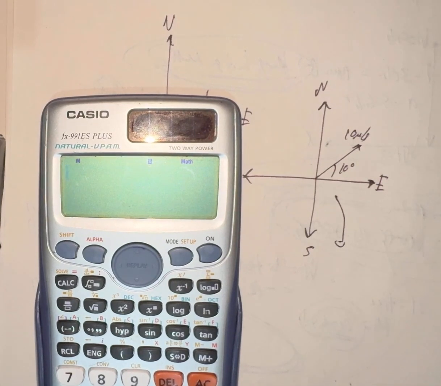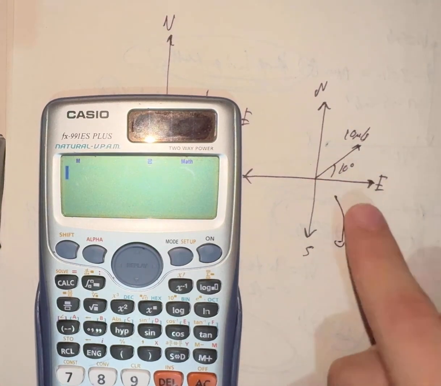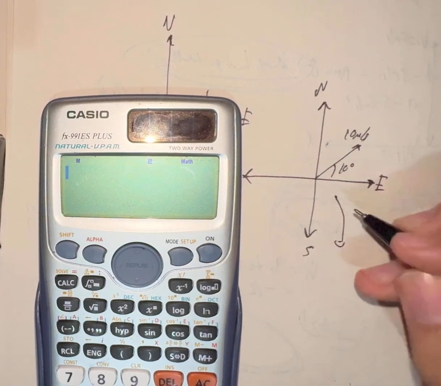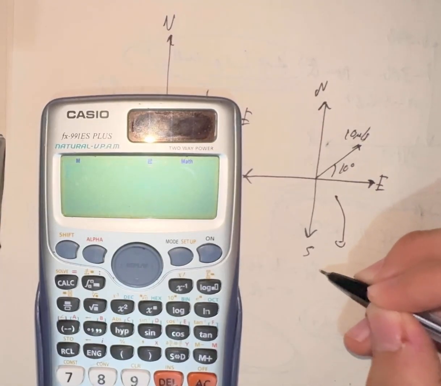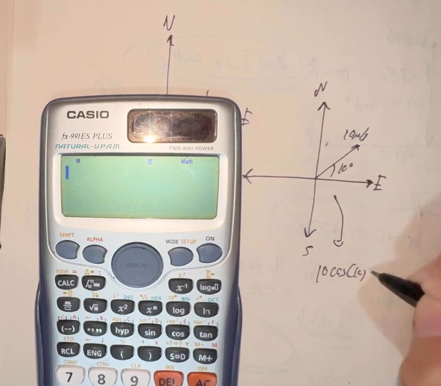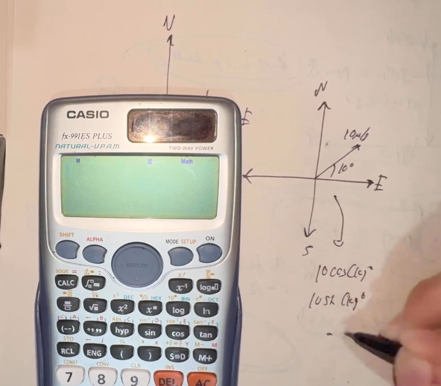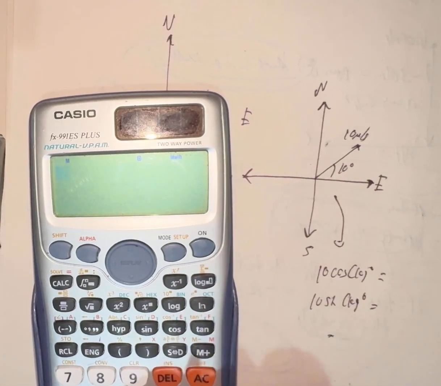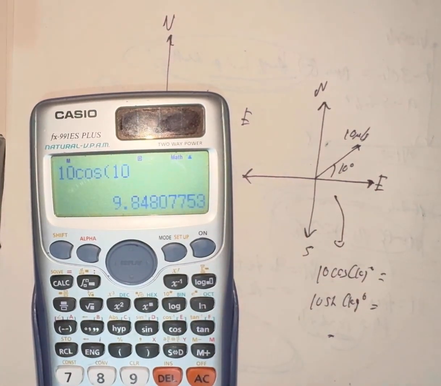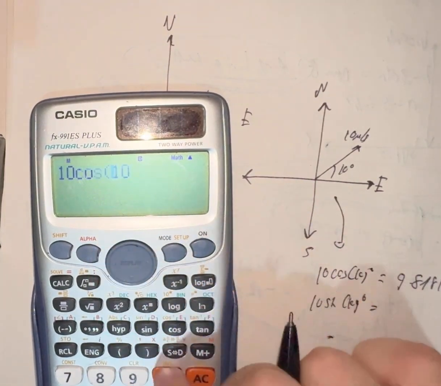So 10 degrees is already the angle starting from the east part of the x-axis up to the resultant. So we basically just substitute it into the formula. So for the x component, it would be the magnitude 10 cosine 10 degrees, and now 10 sine 10 degrees. Let's substitute that. 9.8481. Yeah, let's do that. 10 sine 10.